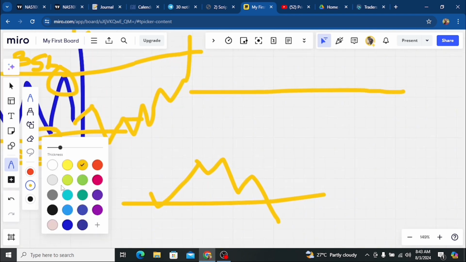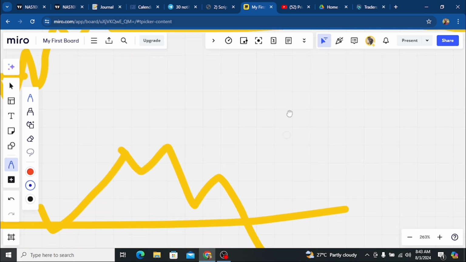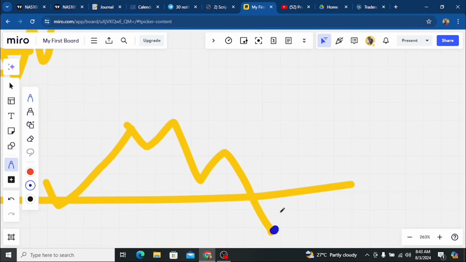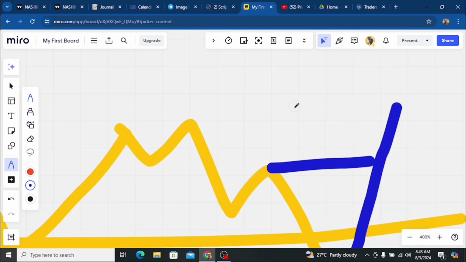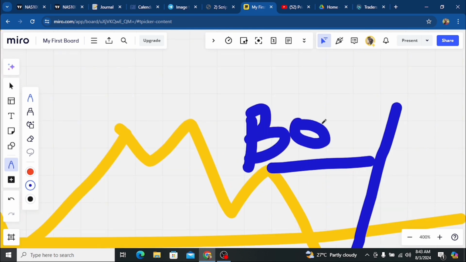So what are you looking for exactly? You're looking forward to price coming to take out this high, a lower high. So we want to basically see price create a higher high. So we want to see a break of structure. This is what we refer to as BOS, break of structure, or MSS, market structure shift.